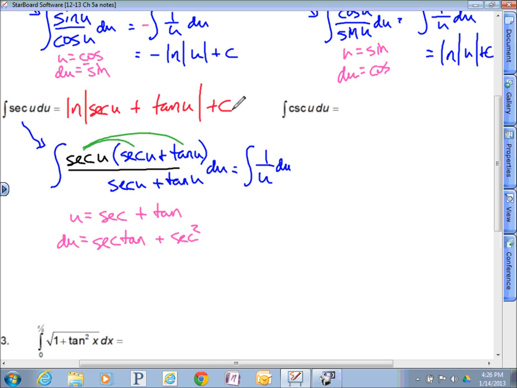Now we could go through a similar proof over cosecant, but I don't think we're going to do that. I think what I'll do is I'll just give you this last one. The antiderivative of cosecant is the opposite of natural log, absolute value, cosecant of u plus cotangent of u plus my c.